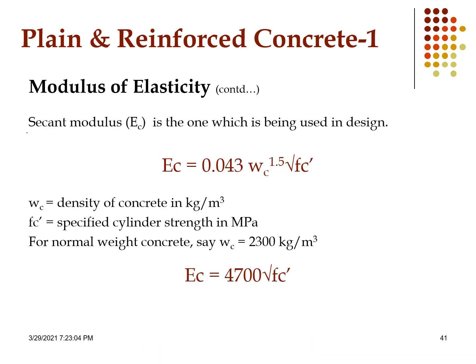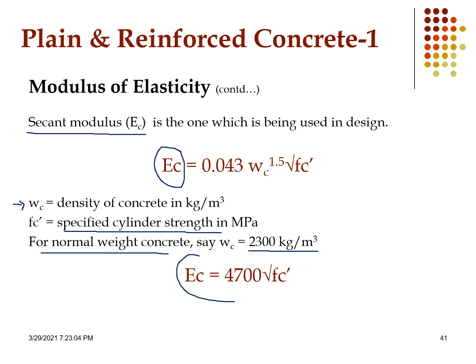ACI has given an equation for the secant modulus: Ec, the secant modulus for concrete, equals 0.043 Wc square root of f'c. Wc is the density of concrete in kg per meter cube, and f'c is the specified cylinder strength of concrete. If we assume for normal weight concrete the density equals 2300 kg per meter cube, the modulus of elasticity for concrete Ec will be 4700 times square root of f'c.